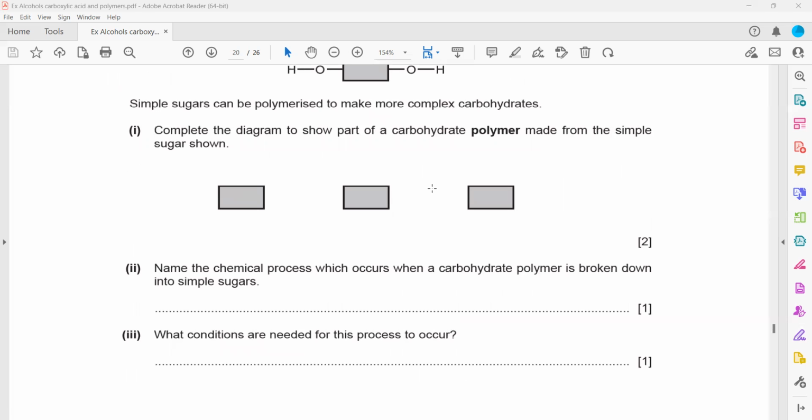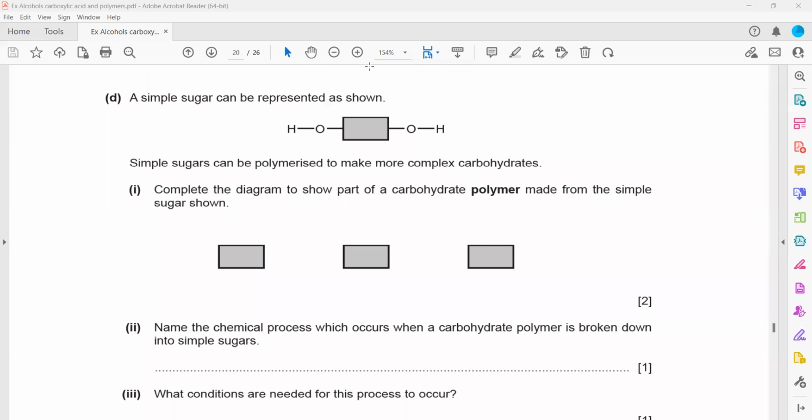Only one oxygen at every position. Look, what will happen? I will repeat. See, if we have say 3 molecules of simple sugar, so we have 3 molecules of simple sugar. Now, this is molecule 1, this is molecule 2, this is molecule 3.